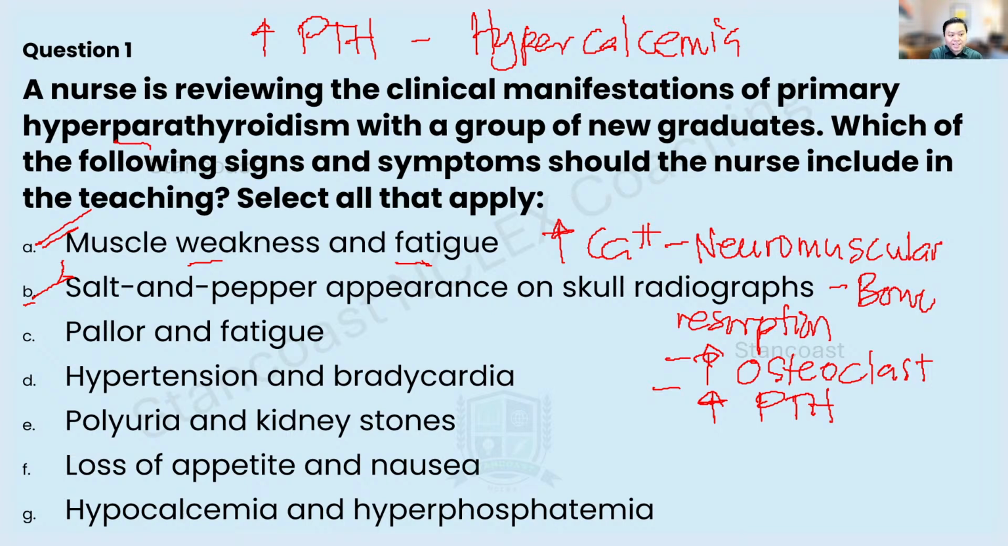Now let's take a look at letter C, pallor and fatigue. Well, fatigue is correct. However, pallor is not consistent with the manifestations in hyperparathyroidism. The problem here in this option C, the pallor, is more associated with anemia, right? Again, it's not a typical feature in hyperparathyroidism. What about letter D, hypertension and bradycardia?